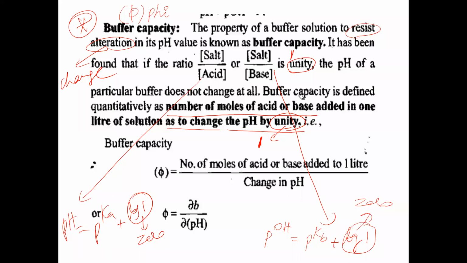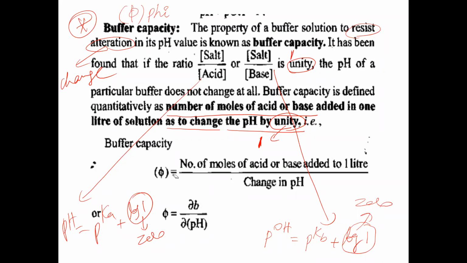Buffer capacity. So the number of moles of acid or base required to change the pH of a buffer solution by 1 unit, by unity, if you want to change the pH of a buffer solution, how many moles of acid are required to be added or how many moles of base in 1 liter of buffer solution is called what? Buffer capacity. So buffer capacity is given by phi. The symbol is called phi.